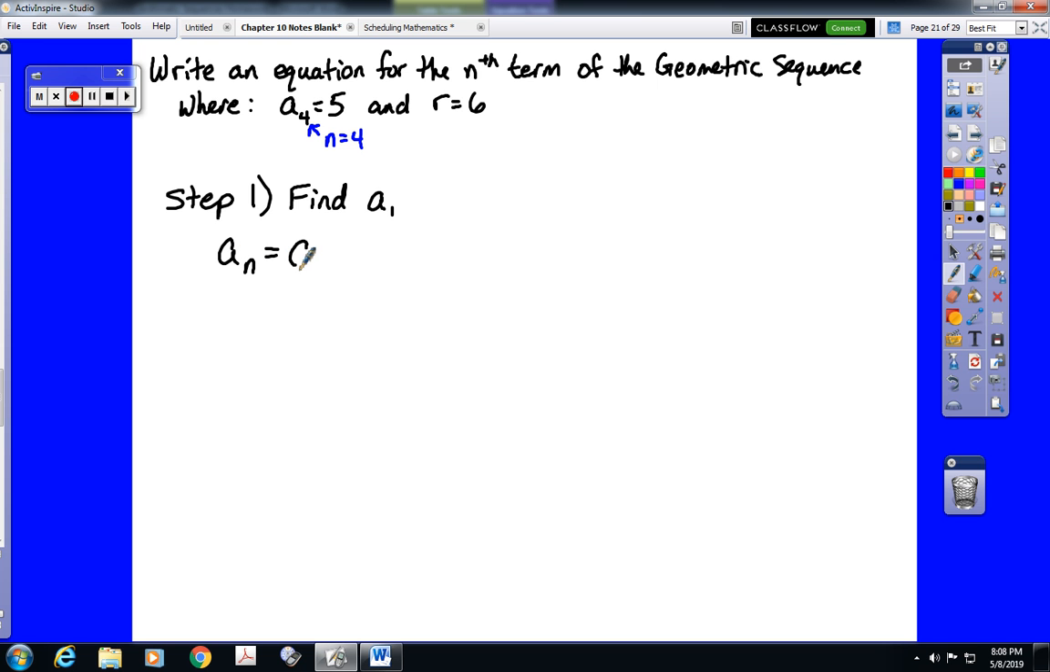So a sub n equals a sub 1 times r to the n minus 1 power. In this case, if n is 4, then a sub n would be our 5. So 5 equals a sub 1 times 6 to the 5 minus 1 power. So 5 minus 1 means that we are looking at 6 to the 4th power. And 6 to the 4th power is 1296.